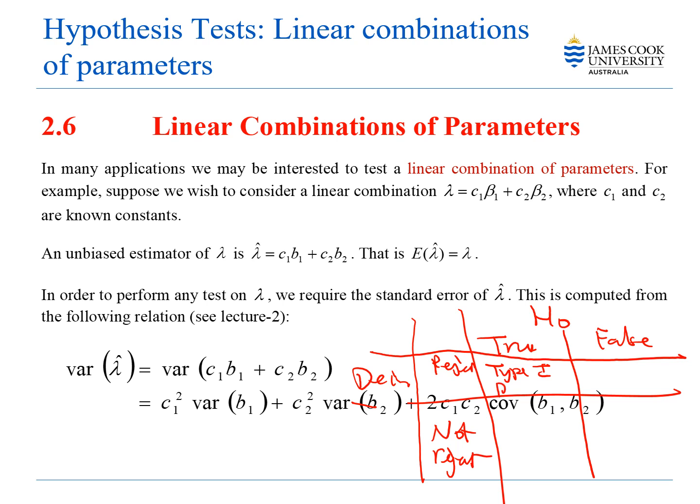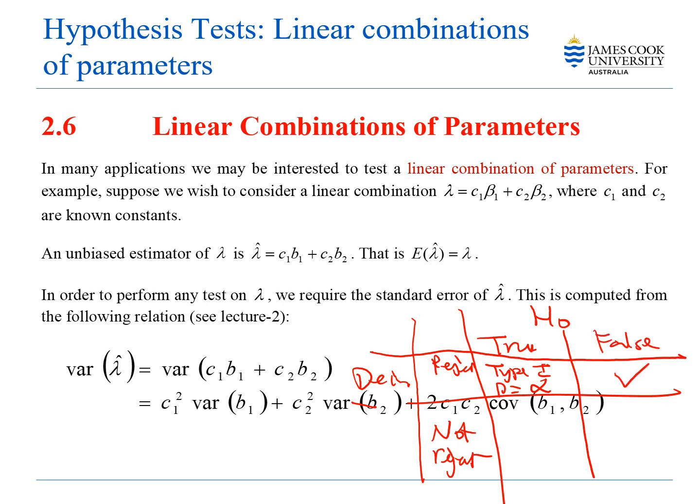The probability of committing a type 1 error is alpha. So this is our choice. We can choose alpha to be 5%. That means we have a 5% probability of rejecting the null hypothesis when it is true, committing a type 1 error. If the null hypothesis is false and we reject it, then we are fine. We are not making any mistake.